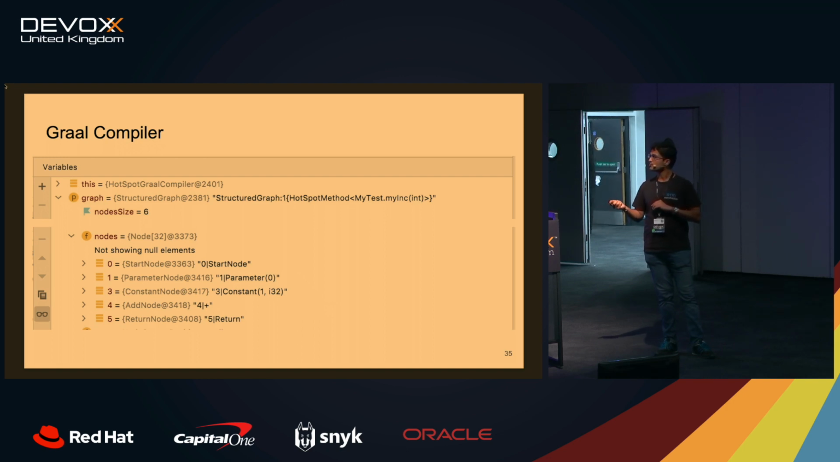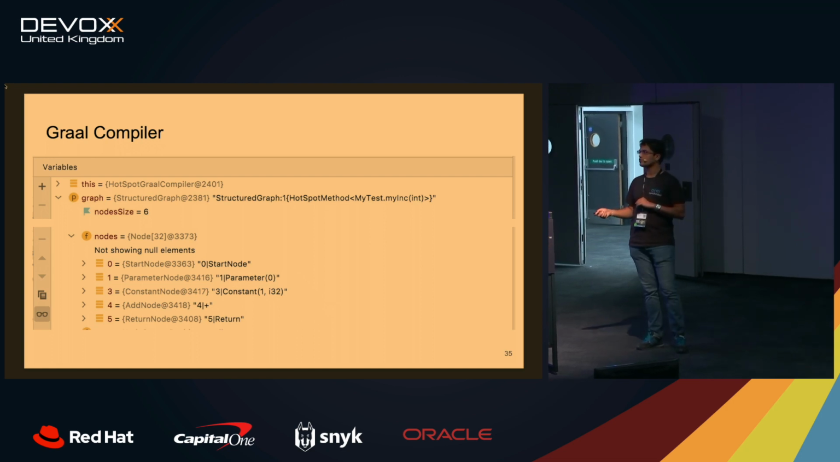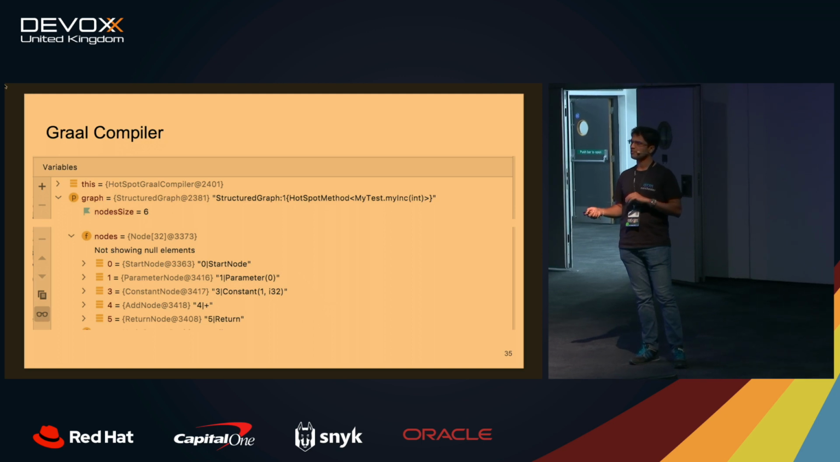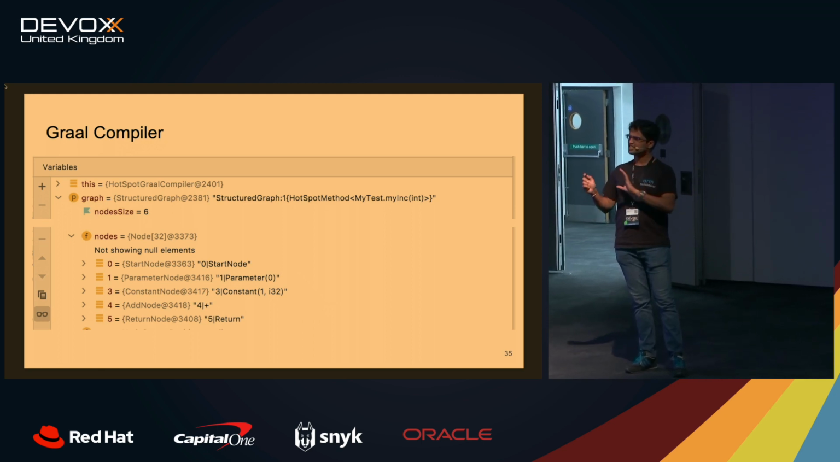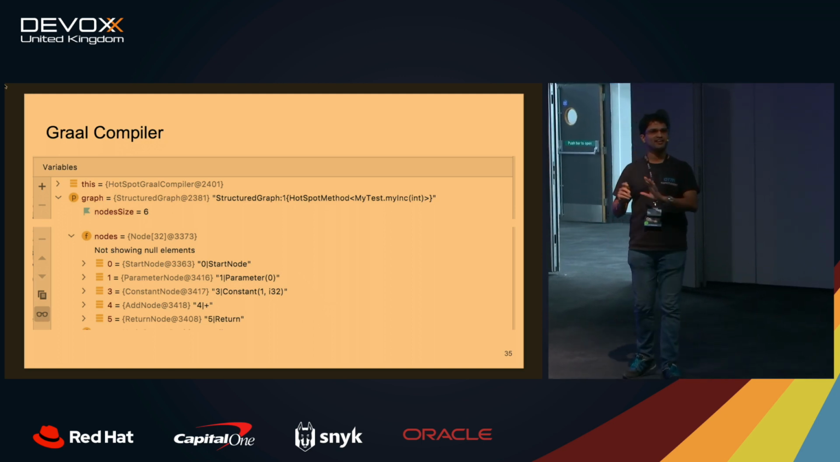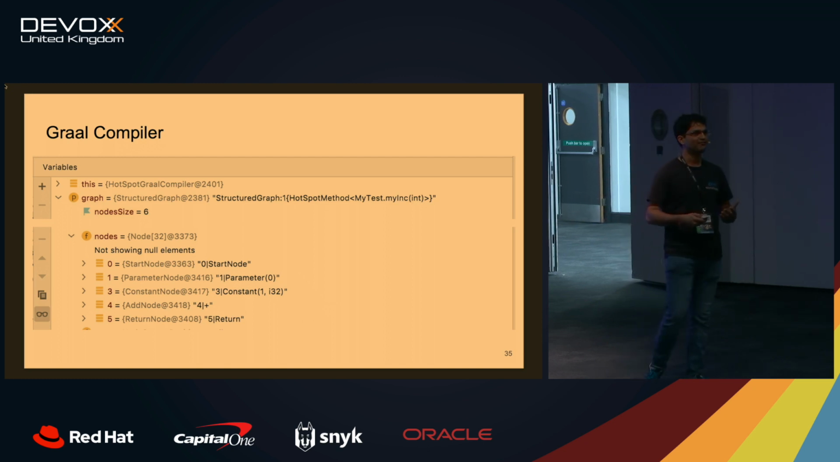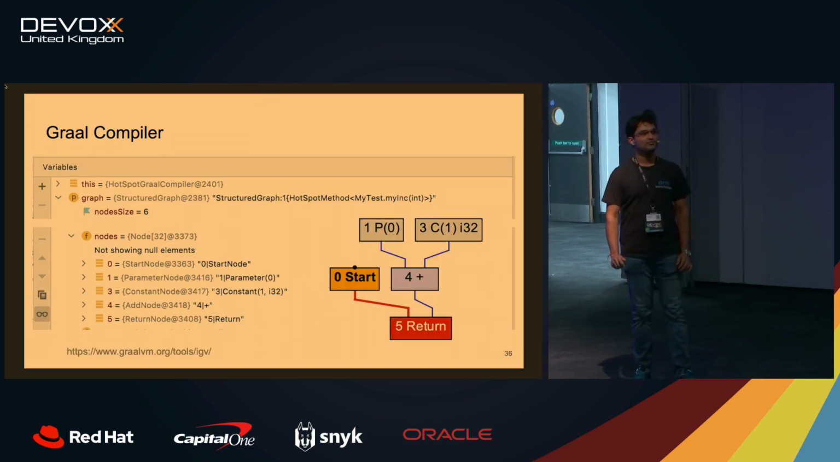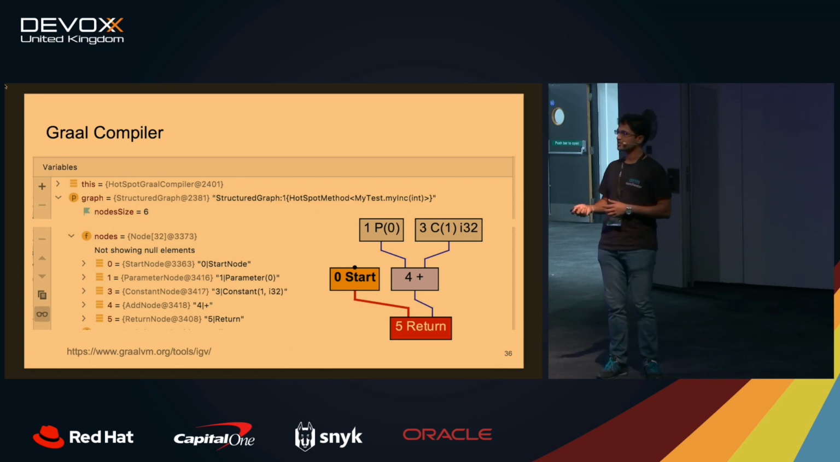Now the graph-based representation. This is of type StructuredGraph. Again, it's for our myIncrement method, and it has 6 nodes: Start node, Parameter 0, Constant 1, Add, Return. We are doing argument a plus 1. So this sounds kind of relevant to that. But this is definitely not the most friendly way to visualize it because it's a graph, right? So there is a tool, Ideal Graph Visualizer, that you can use to visualize this graph-based representation.